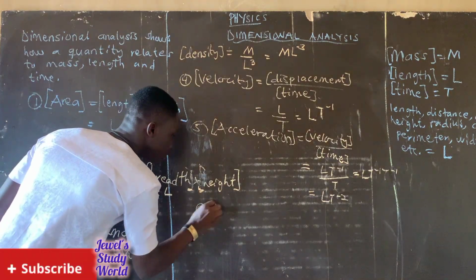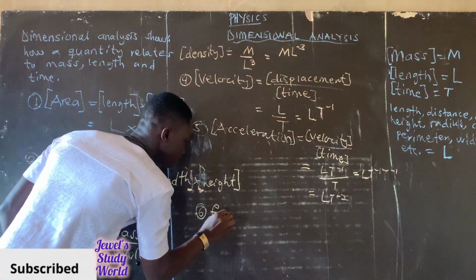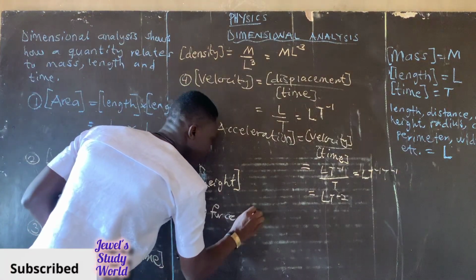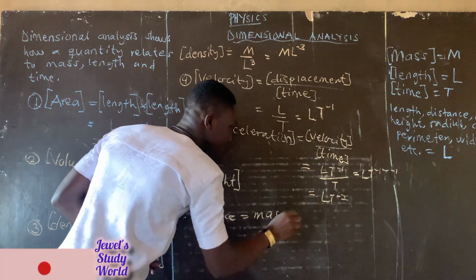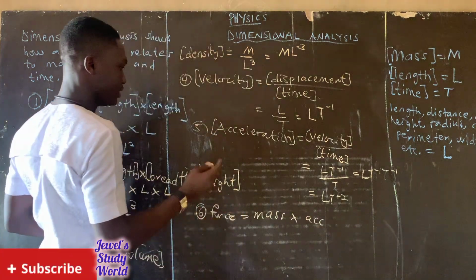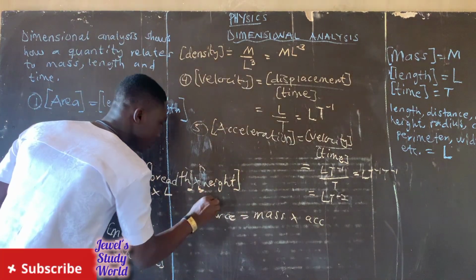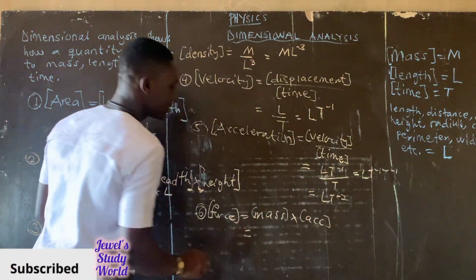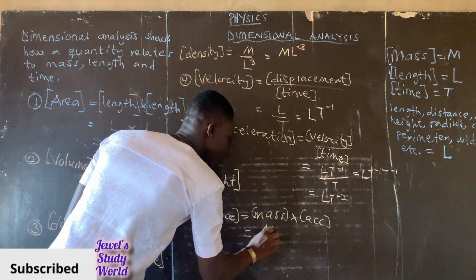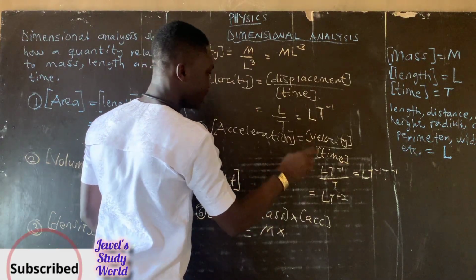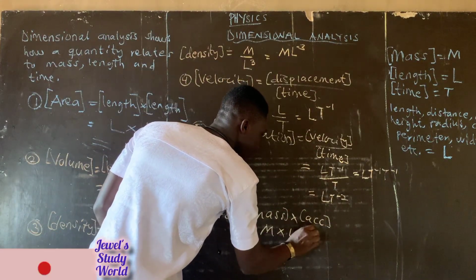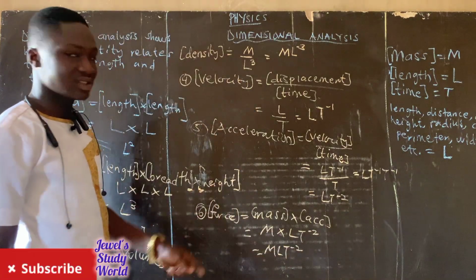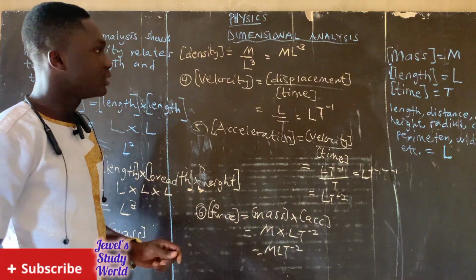Number 6, we have force. What is the formula for force? I have mass times acceleration. So the dimension of force is equal to the dimension of mass times the dimension of acceleration. Mass here is capital M, and acceleration here is LT negative 2, giving me MLT negative 2 as the dimension of force.